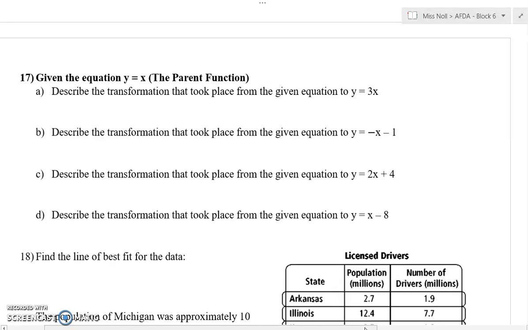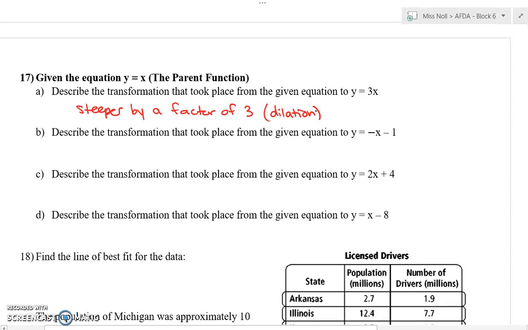So, like looking at the first one, we have y equals 3 times x. So that is changing the slope, because it's changing what's in front of x, and it is multiplying it by a number greater than 1. So it's going to dilate, it's going to make the graph steeper by a factor of 3. So this is an example of a dilation of the graph.